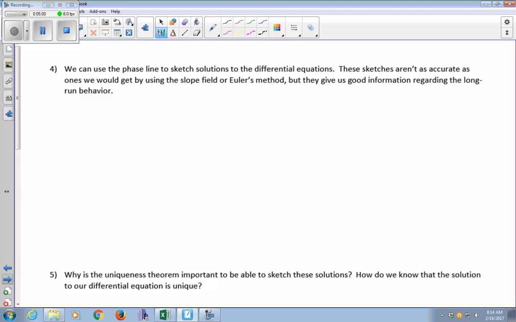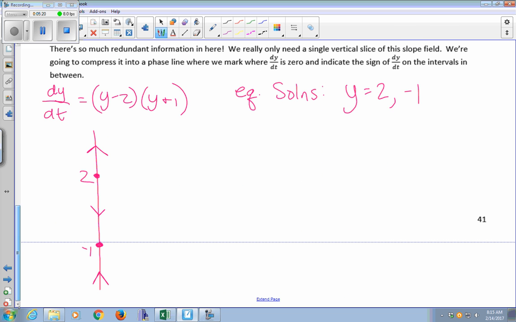Okay, so I'm going to use that phase line I just drew to sketch solutions to the differential equation. So I'm just going to redraw it real quick. This was positive, negative, positive. And I should mention the vocabulary: when both arrows are pointing away from the equilibrium point, we call this a source. When both arrows are pointing towards the equilibrium point, we call this a sink. And if one's pointing away and one is pointing towards, we call it a node. Whether it's either direction, both up or both down, both are called a node.